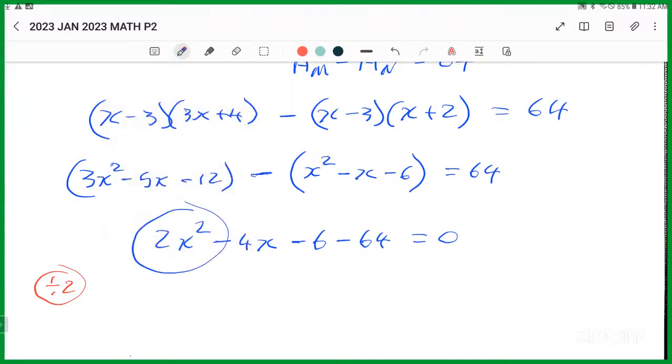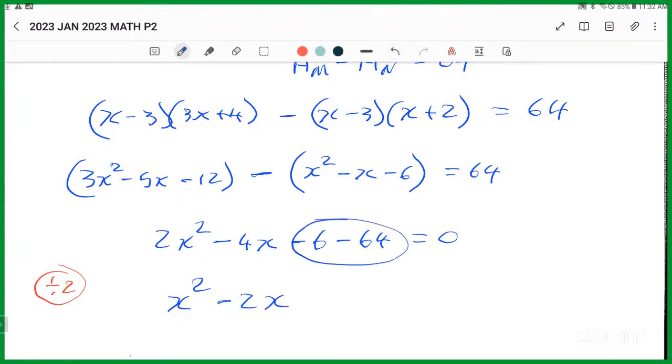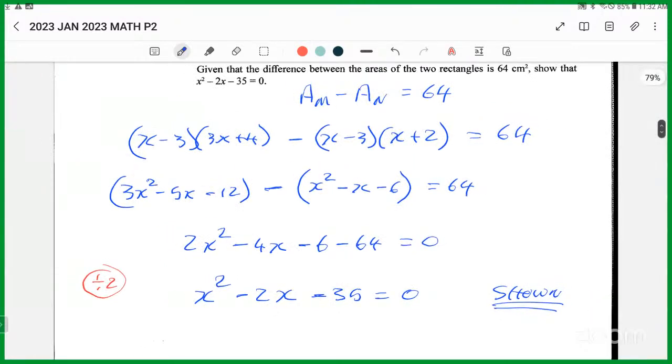This divided by 2 is x squared. This divided by 2 is minus 2x. Negative 70 divided by 2 becomes negative 35. And 0 divided by 2 remains 0. That is what they told us to show. Therefore, next step.